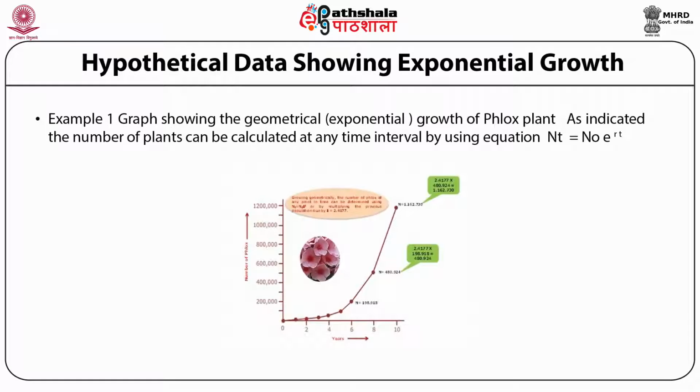This graph is showing a geometrical or exponential growth of phlox plant. As indicated in the numbers, the plants are calculated at several intervals by using the formula Nt is equal to N0 e raised to the power rt. You can see, to begin with, the population growth rate is very slow and then it is exponentially increasing from 480 to 1162.